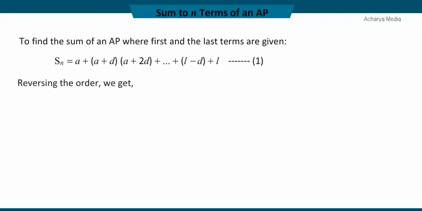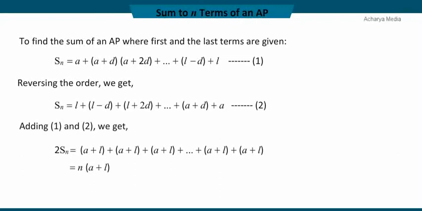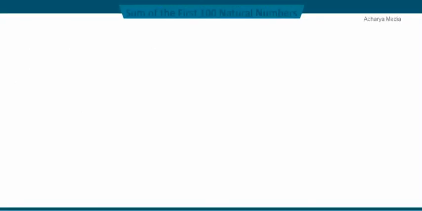Now reversing the order and adding the terms, we get 2Sn is equal to (A plus L) n times. Thus, Sn is equal to n divided by 2 into (A plus L). In other words, the sum of the first n terms is n times the average of the first and last term.